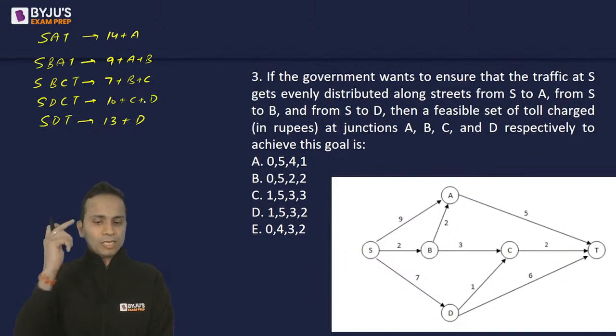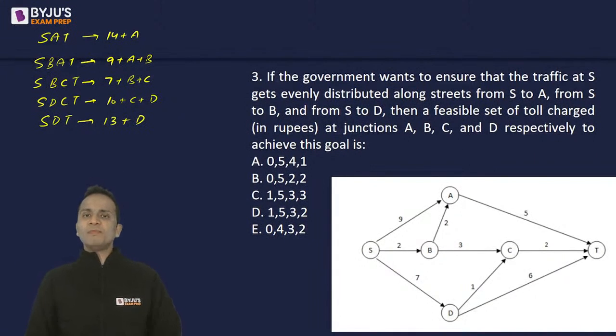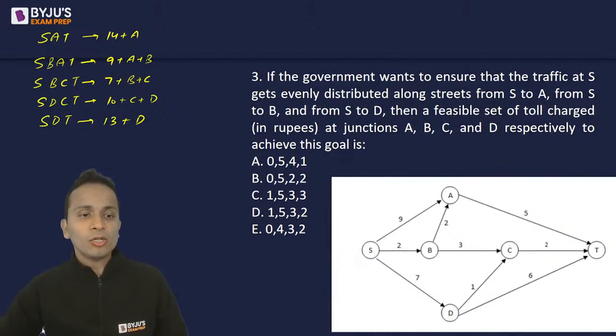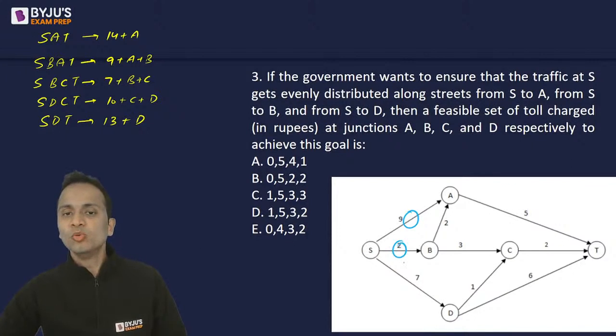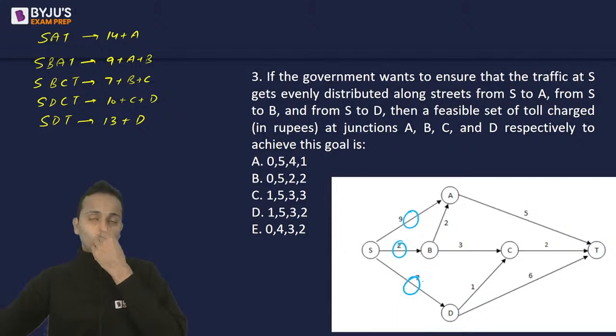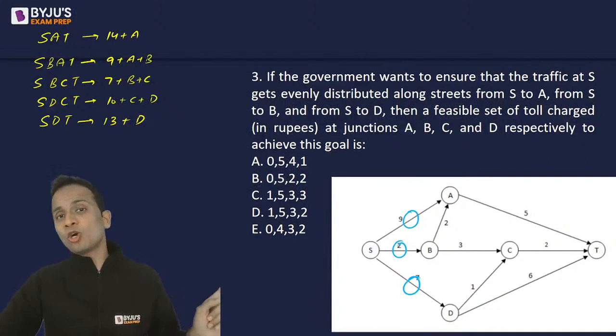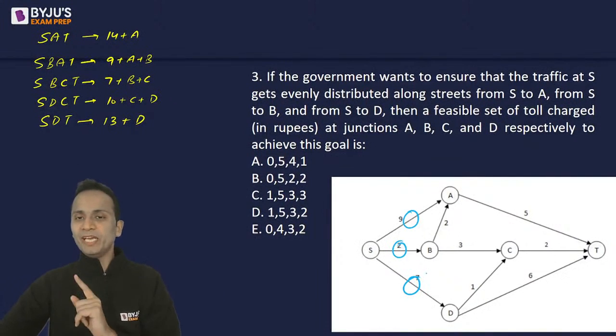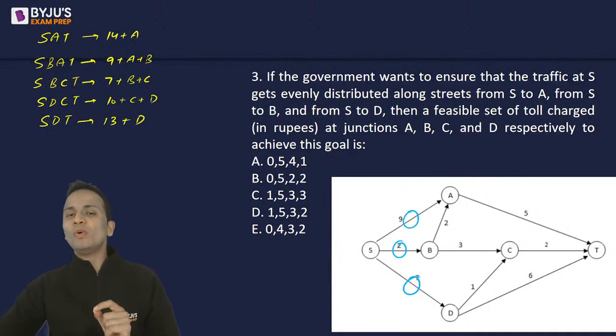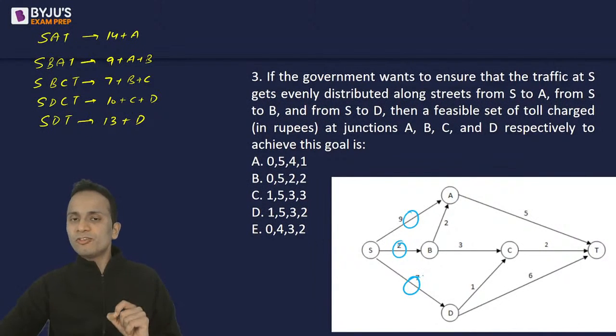Okay. Now, reading this question, if the government wants to ensure that the traffic at S gets evenly distributed along the streets from SA, SB, and SD. Now, they want equal traffic on these three streets 1, 2, and 3. They are talking about the street, they're not talking about the entire route. Okay, so the traffic should be equally divided along these three streets.